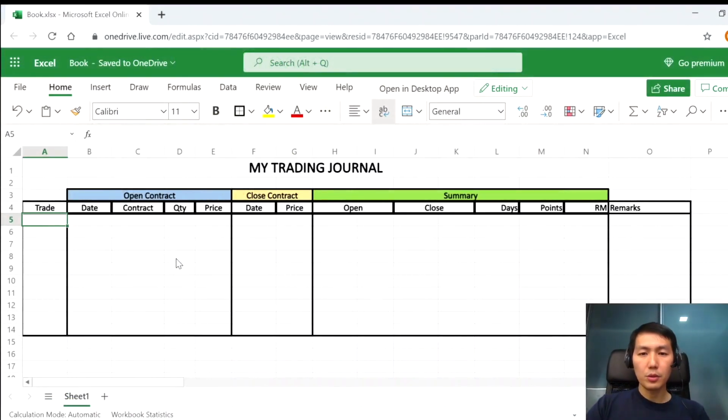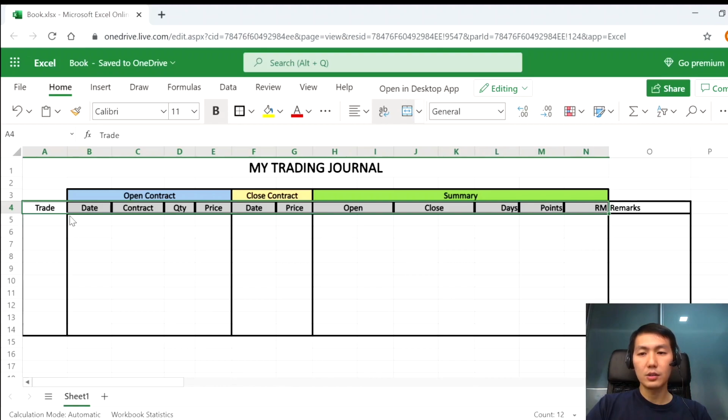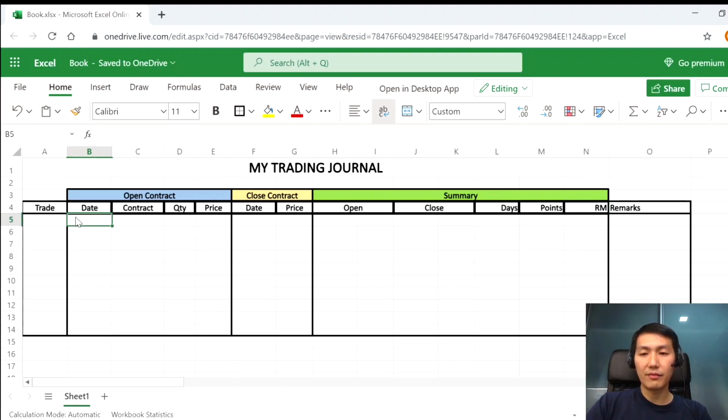So now let's come into the Excel spreadsheet to record our trading journal. Here are the important details that we need to keep track of in our trading journal. Here we have our opening contract, our closing contract, as well as our summary. These are the details which are important so that we can specifically know at what date, what contract, what quantity, and at what price we entered or exited a particular trade.